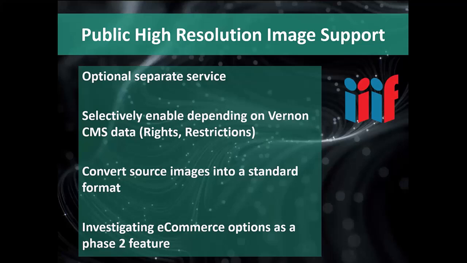We're also considering having e-commerce as a phase 2 option, where you could enable the paid download of the highest resolution image on specific records. The publication of a high resolution image might also depend on the rights of the object. So that's something we're having to consider, how you flag on a particular photographic record what level of image access there should be.